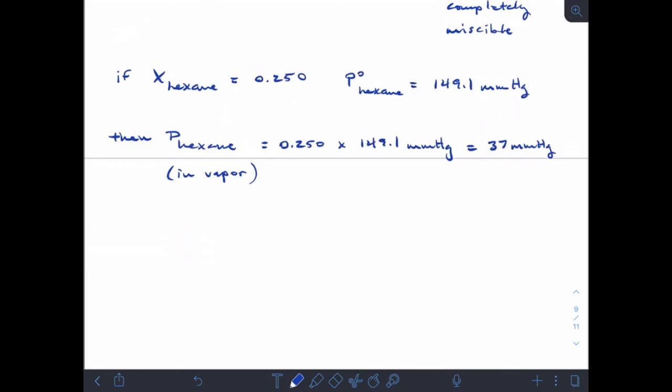So conversely, if we had the information about the pure pentane, so if we know the P0 for pentane, we can say the vapor pressure of the pentane of the mixture, 0.750 times its P0 is 508.5 millimeters of mercury. It's 381.